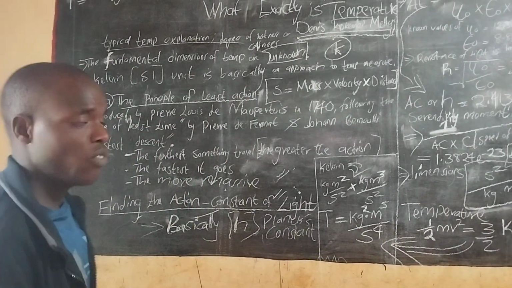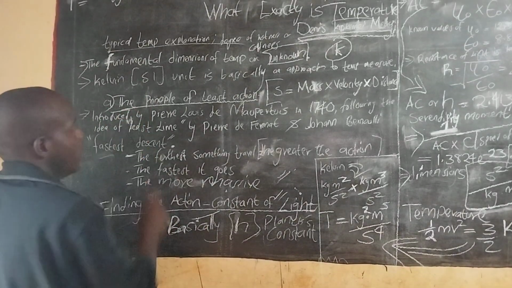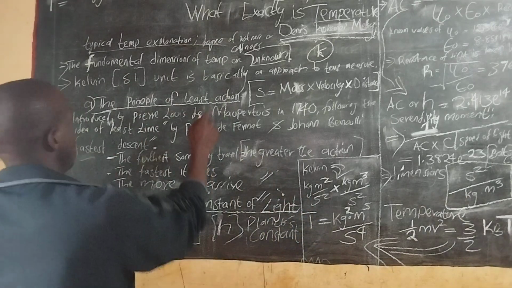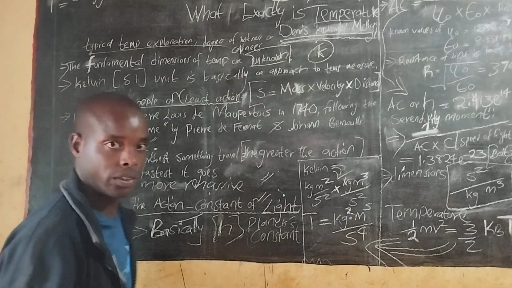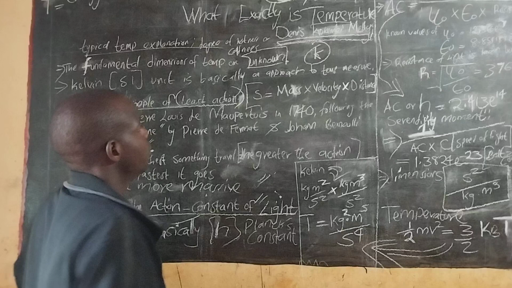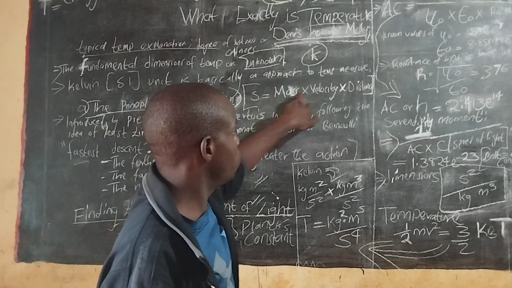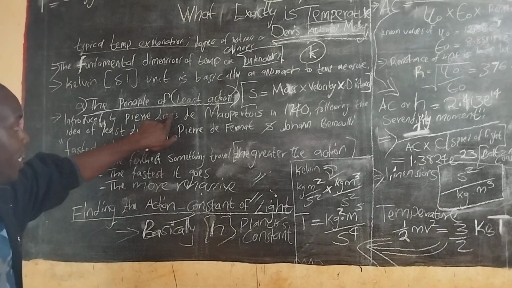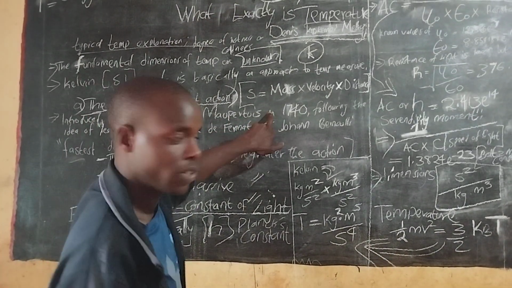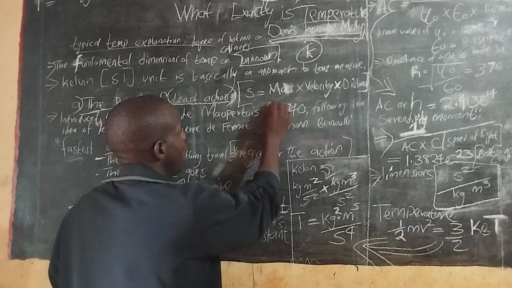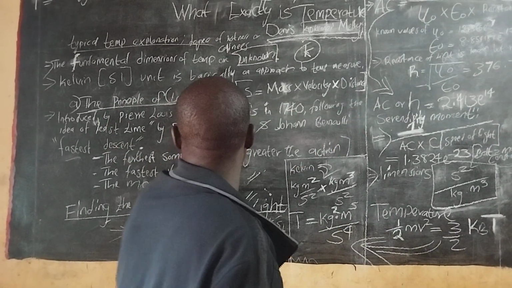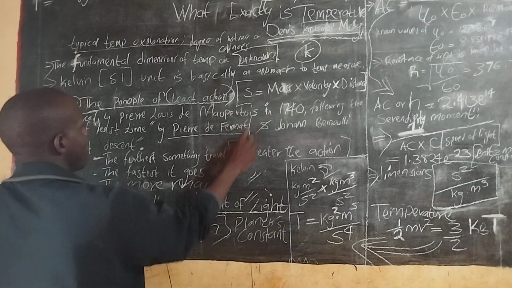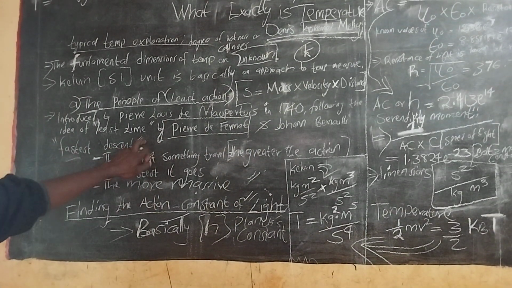This led me to an analysis and a dive into the nature of temperature. The first approach I'm going to use in my analysis is the principle of least action, so I'm going to start there. This is basically S equal to mass times velocity times distance, introduced by Pierre-Louis de Maupertuis, a French scientist, in 1740, following the idea of least time by Pierre Fermat.